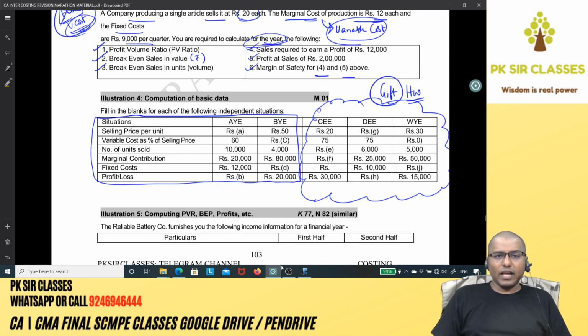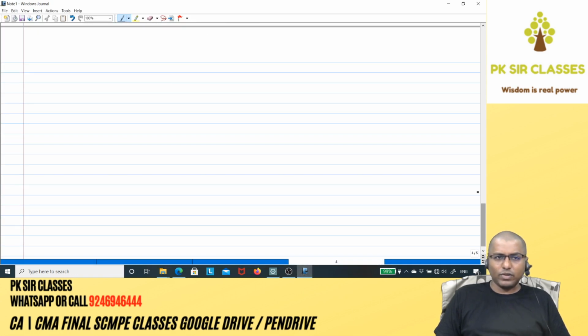Chalo, anyway, fill in the blanks for each of the following independent situations. To answer this, I need to create a format. Let's see how I'm going to create the proforma for question number 4. Now see carefully.